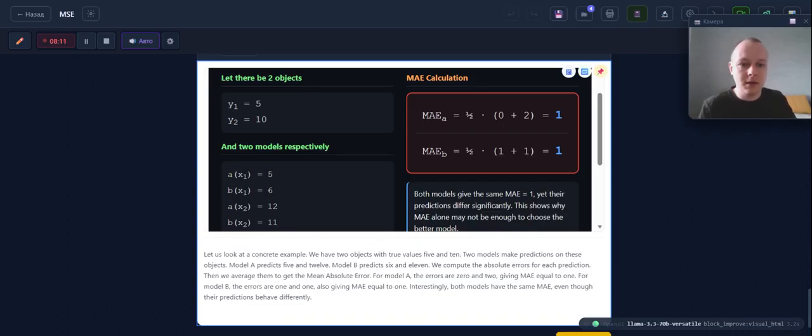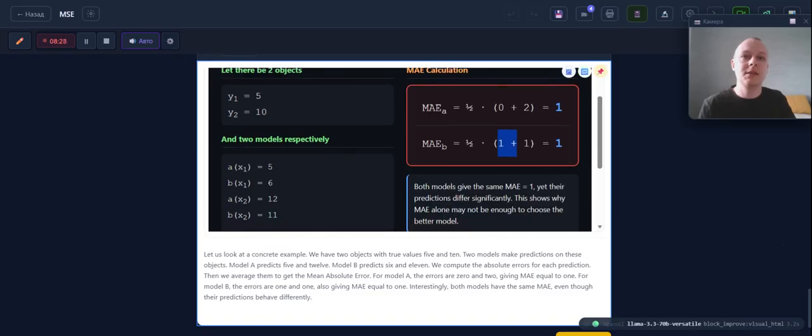Doesn't matter if we did a bigger mistake in some examples like this one, and we did a great job for another one. Still, we get the same result as if we made the same mistakes for all of our objects. So for MAE, it doesn't matter if sometimes we do bigger mistakes, sometimes we do smaller mistakes.